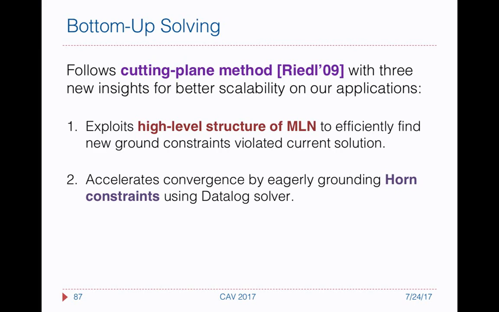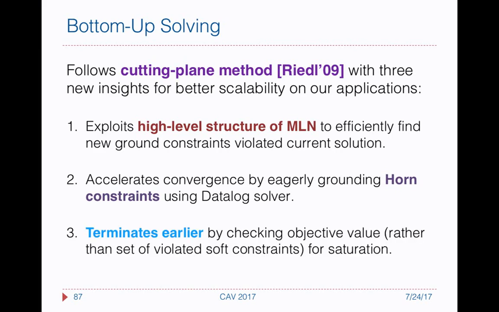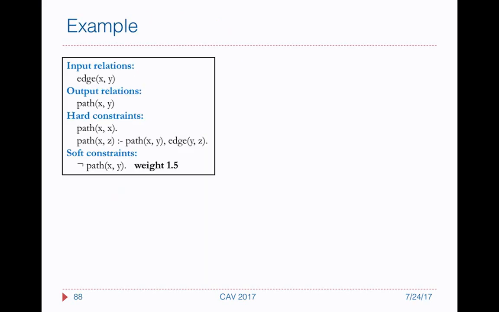The second is many of these constraints in our domain are Horn constraints, and so we are going to optimize for that as well. We are going to accelerate the convergence of this loop by using a Datalog solver, which is far more efficient at grounding Horn constraints. And finally, we are going to terminate this loop earlier by using a stronger termination check, where we only check for the objective value to saturate across successive iterations, rather than requiring the same set of violated soft constraints as in previous work.